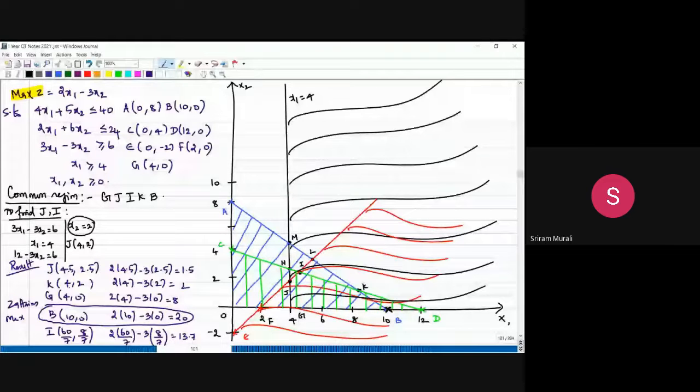So G, J, I are to be found. To solve for I, it is the red color and green. Red and green means CD. I mean these two lines should be solved. So we have to multiply this. Also, we want to find K. So 3 points of intersection are to be found.